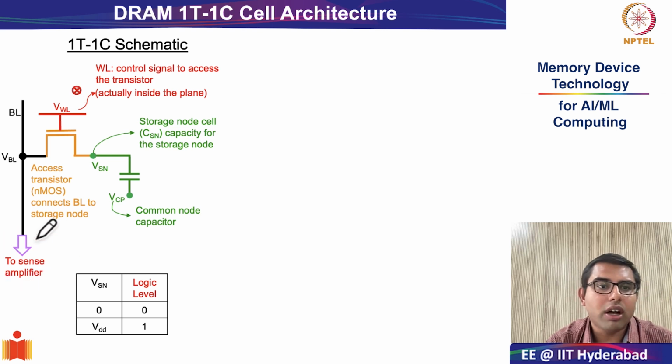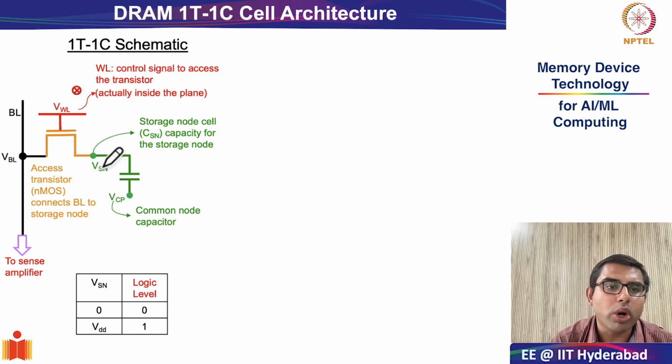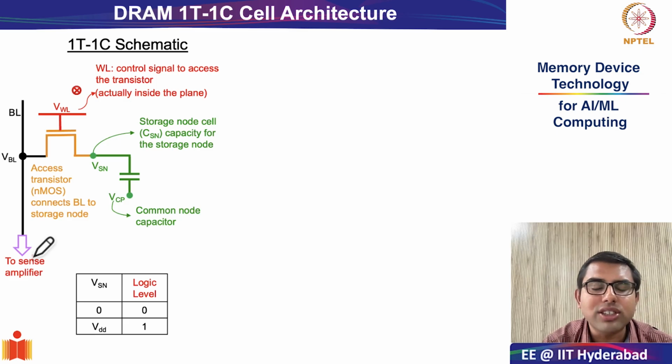In the read operation, of course, the charge from the storage node flows into the bit line and is read through the sense amplifier. We will go into details of the read and write cycle. Let's just now focus on the cell architecture.